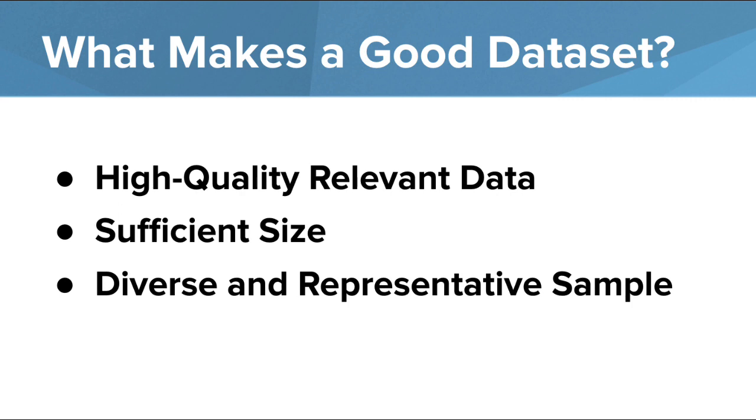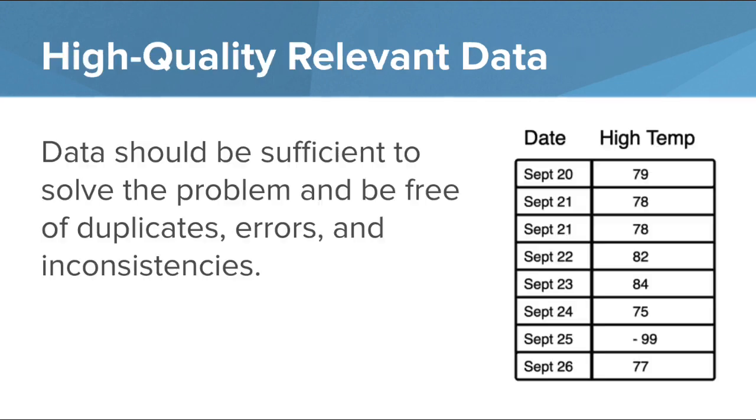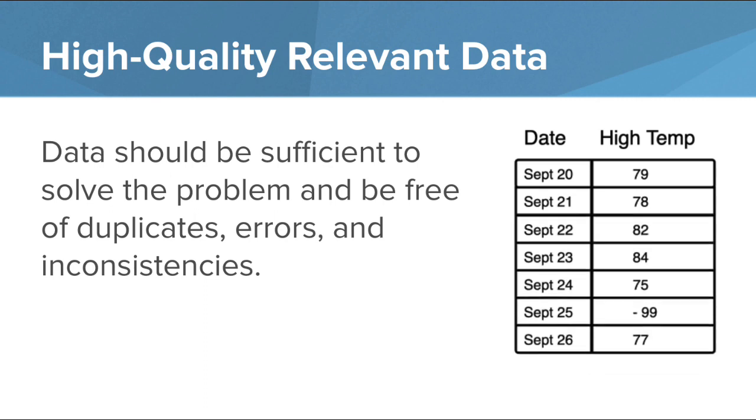Selecting the right training data set is a very important step in creating an AI model. There are several criteria that make up a good data set. We're going to take a closer look at three of these: high quality, relevant data; sufficient size; and a diverse and representative sample. High-quality data is data that is free from errors, duplications, and inconsistencies. Creating a quality dataset can take a majority of the time when creating a model.